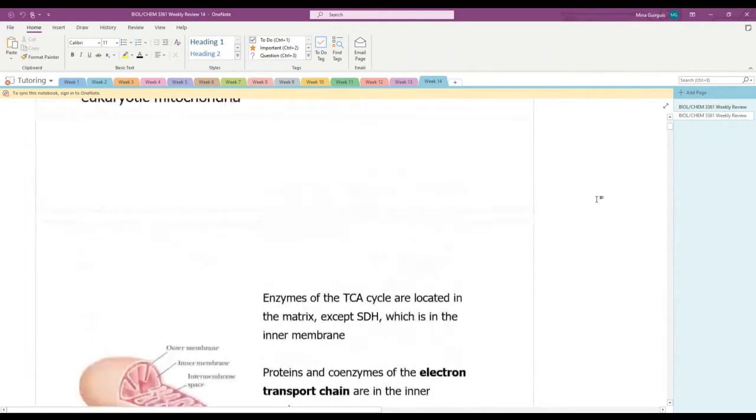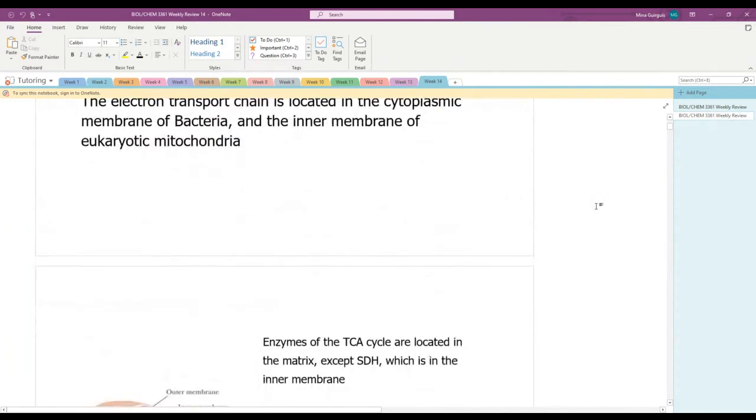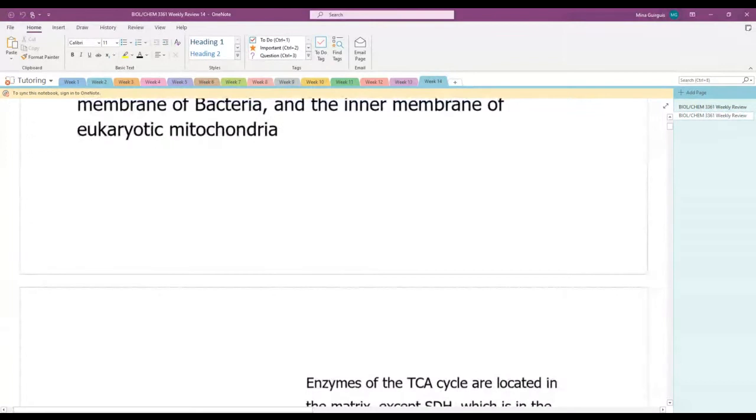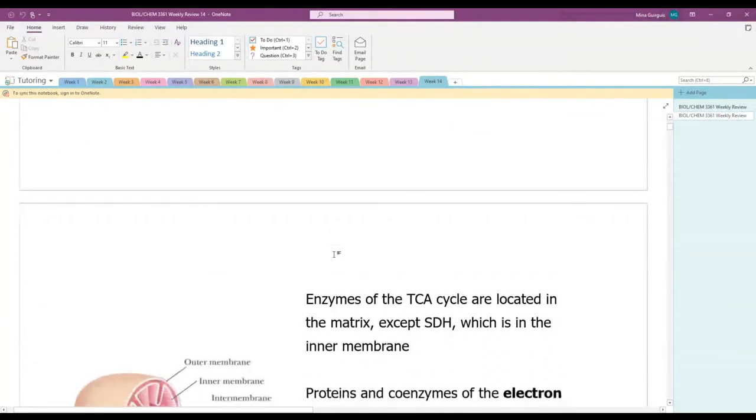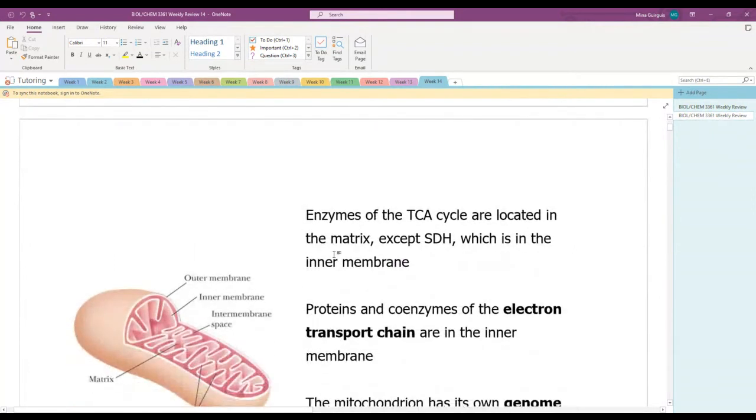But one thing I want to point out is there's an enzyme from the TCA cycle that's also in this inner membrane of the mitochondria. If anyone can remember it, you get bonus points, brownie points. We're going to talk about it in a bit. Just keep in mind that this is taking place in a specific place for a reason.